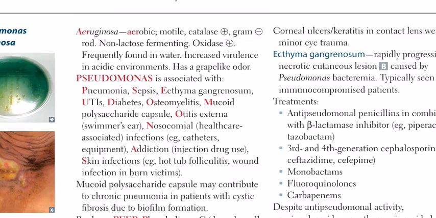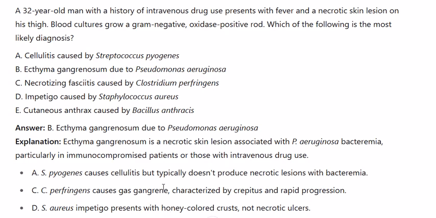Question 1. A 32-year-old man with a history of intravenous drug use presents with fever and a necrotic skin lesion on his thigh. Blood cultures grow a gram-negative, oxidase-positive rod. Which of the following is the most likely diagnosis?